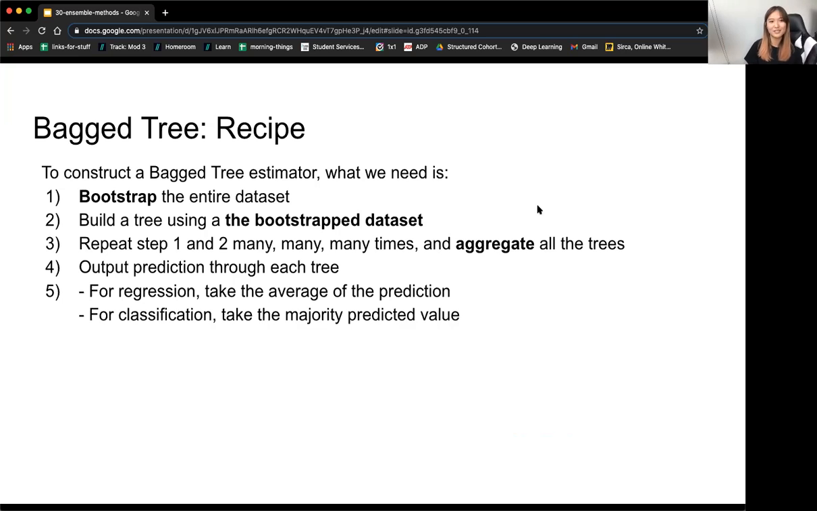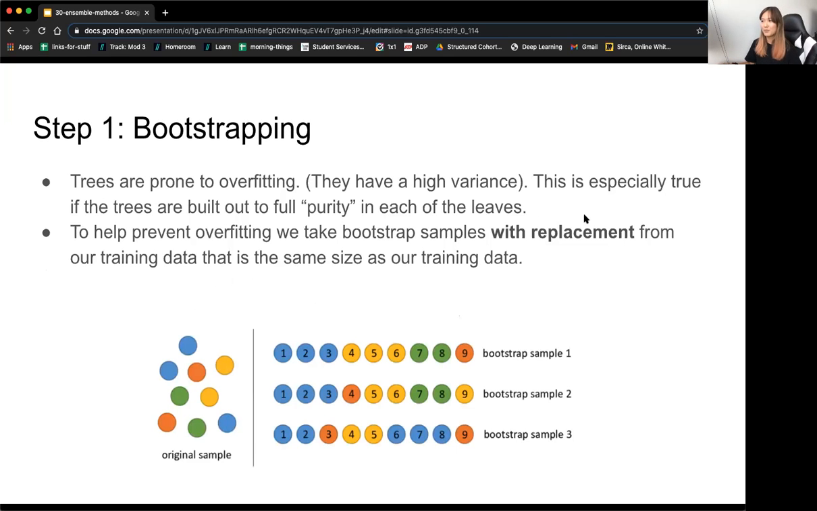Questions about this process so far? All right, so bootstrapping. Because trees are prone to overfitting, and it's because they have a high variance, especially when they are built to full purity in each leaf, bootstrapping is the process of switching up our data set such that you're accounting for different patterns within your data.